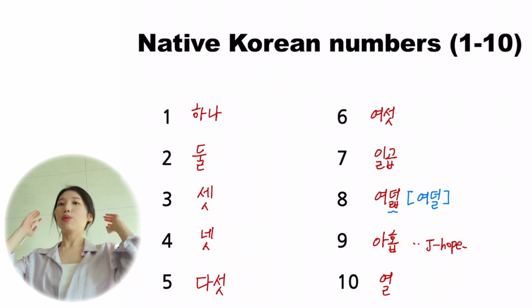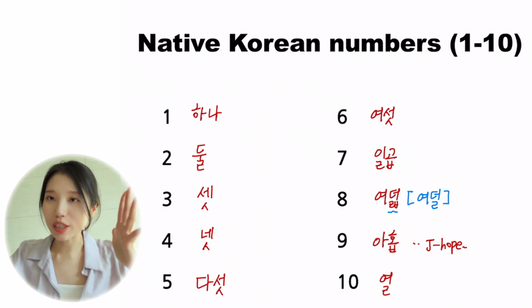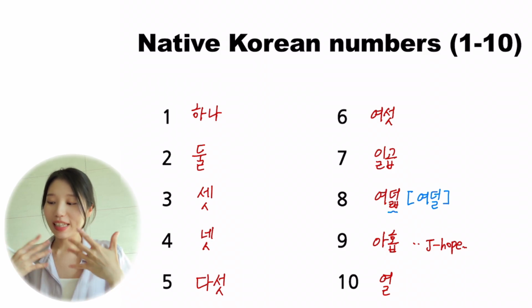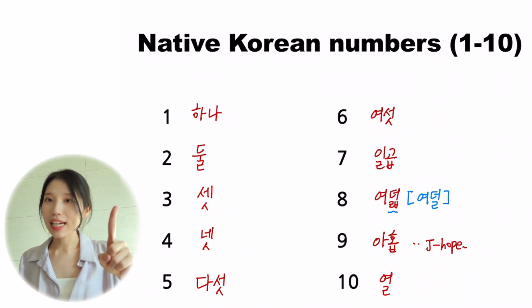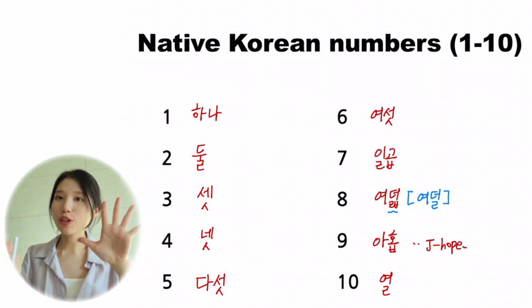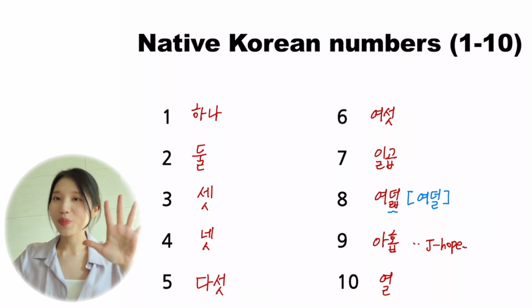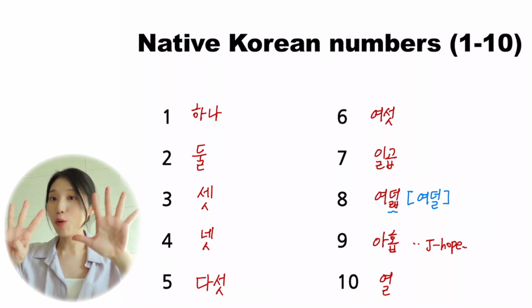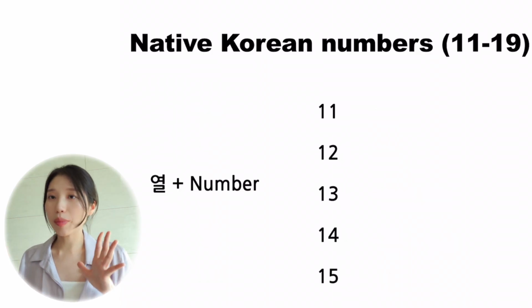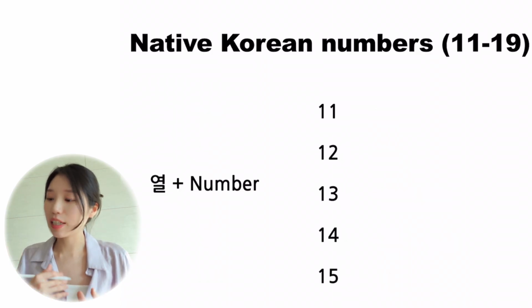Okay? So we should remember these 10 numbers first. Let's read it again. 하나, 둘, 셋, 넷, 다섯, 여섯, 일곱, 여덟, 아홉, 열. Great. Let's practice also from 11 to 19 in native Korean numbers.